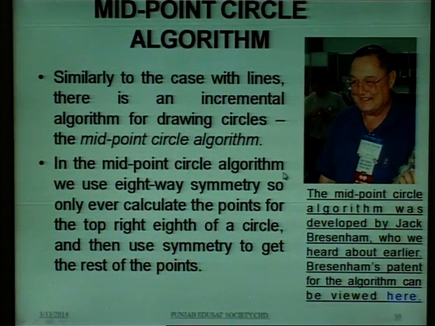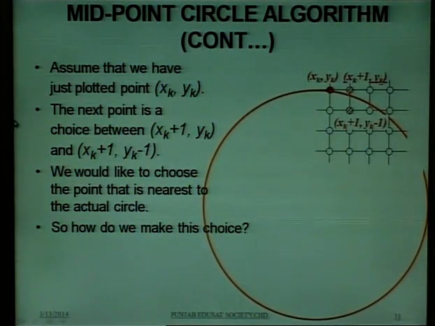In the midpoint circle algorithm, we use 8-way symmetry. So, only ever calculate the points for the top right eighth of the circle and then use the symmetry to get the rest of the points. That means you have to calculate the pixel locations in the first octant, that is 1/8 of the circle, and then the same process is repeated for the rest of the octants for the whole circle.